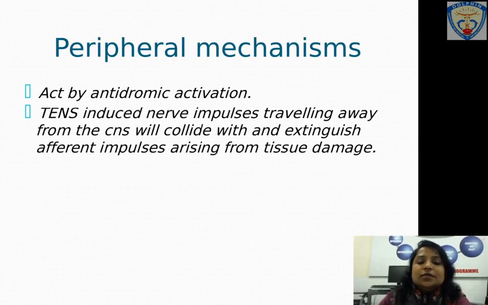So, when TENS is applied, nerve impulses travel away from the CNS, and will collide with and extinguish the afferent impulses arising from tissue damage. We can understand this in very simple terms: we applied TENS externally. For example, here the patient has pain, and we applied TENS. So when TENS is applied, some stimulus is going upwards, and because of TENS, some TENS-induced impulses will move backward. This is the reverse pathway of the sensory nerve. That's why we call it the antidromic pathway.